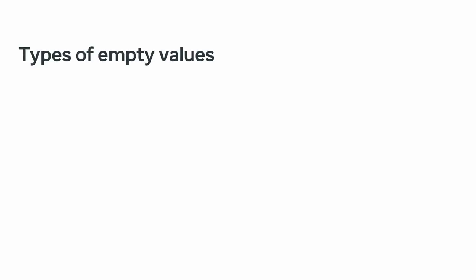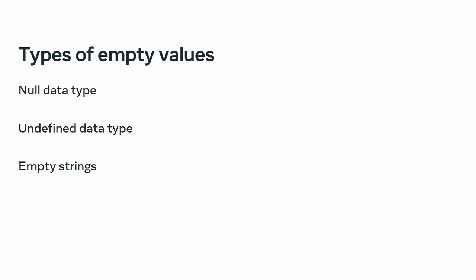In JavaScript, there are similar situations in which you need to mark the places where a value or object should exist. In this video, you'll learn about three types of empty values: the null data type, the undefined data type, and empty strings. I'll also demonstrate some of the scenarios in which you can expect to encounter these values. We'll start with the null data type.